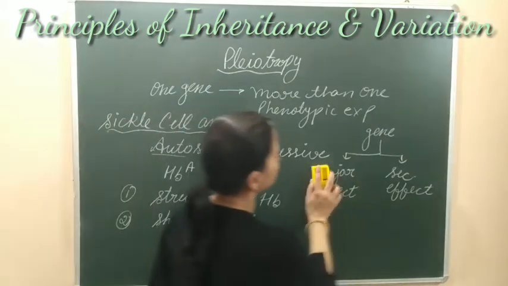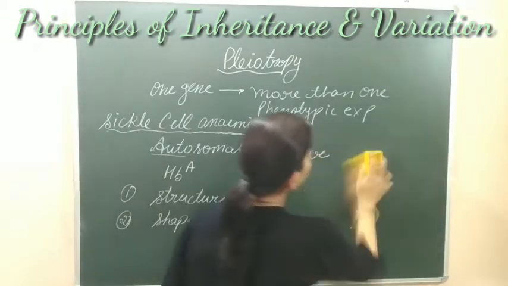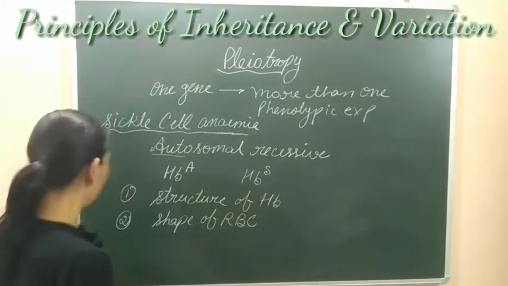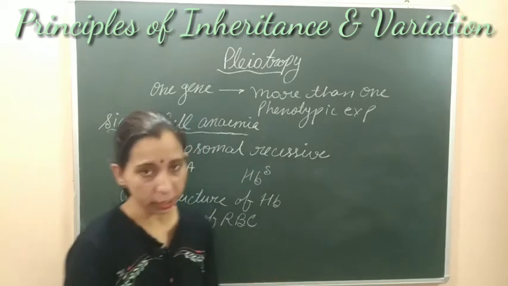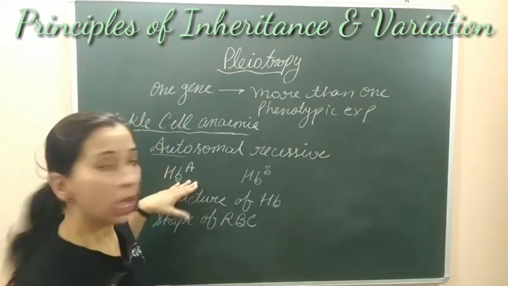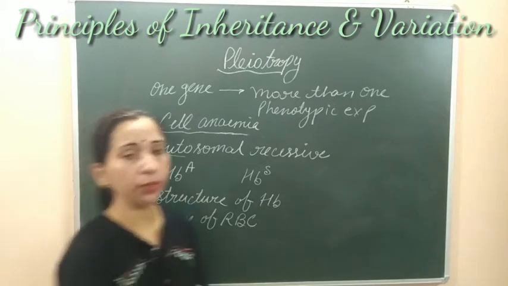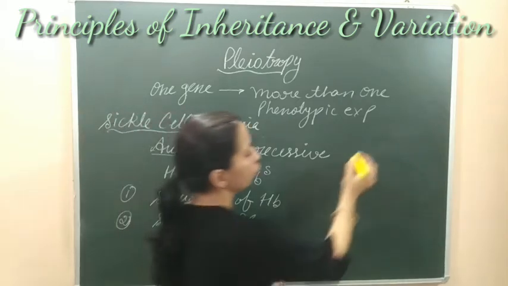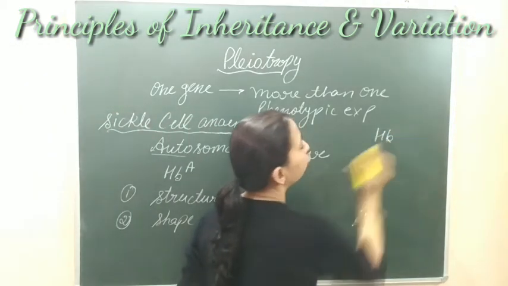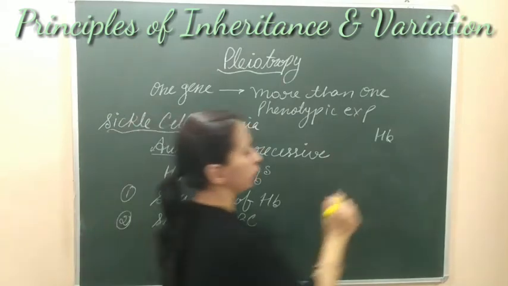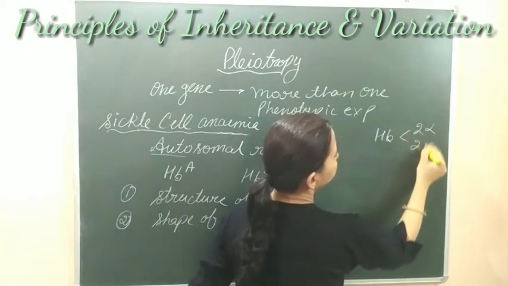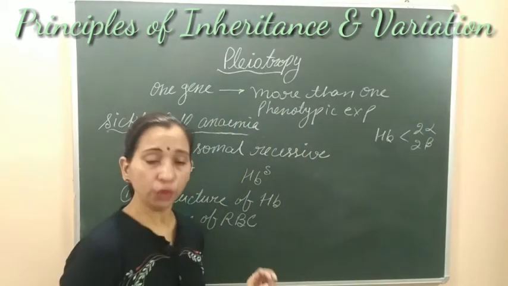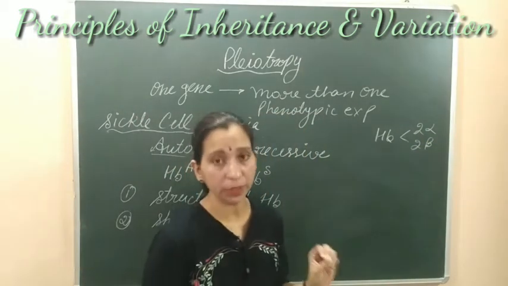इस disease में होता क्या है? In this disease, when this disease is a disease which is caused due to the point mutation into the structure, into the HB or hemoglobin. Hemoglobin में point mutation होता है. In the case of human hemoglobin, we have 4 amino acid chains, out of which the 2 are alpha chains and 2 are the beta chains. In the structure of hemoglobin, we have 2 alpha chains and 2 beta chains.